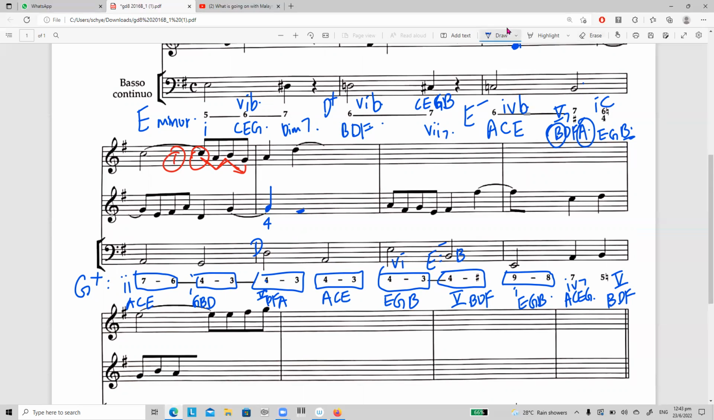Okay, so this one I put F. So 4/3. Okay, settle the 4/3 suspension first. Then after that you can add the chord note. Okay, so follow this shape.